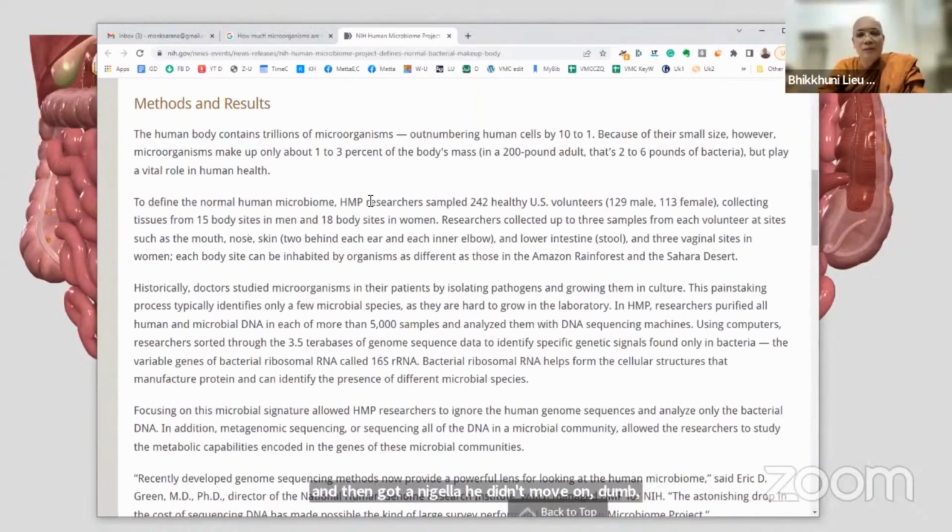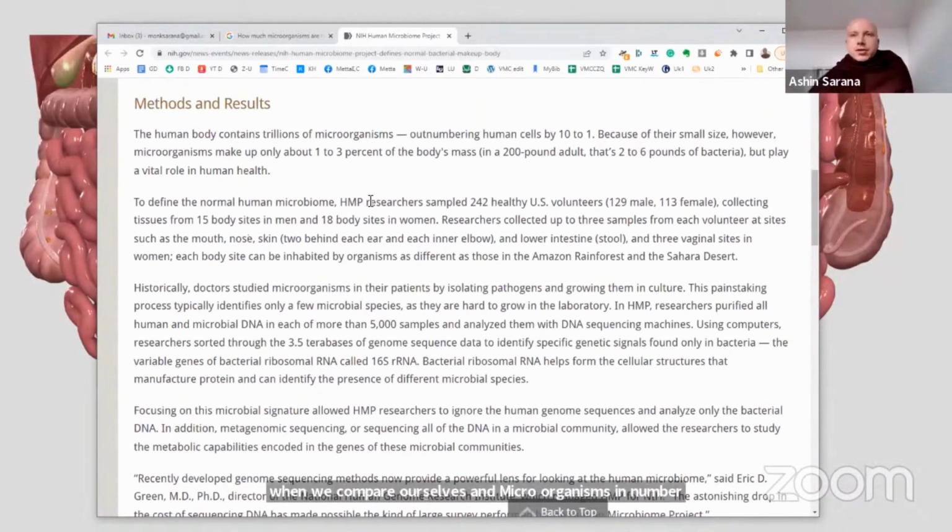But that's only when we compare cells and microorganisms in numbers, not according to the size. If we take it by size, then because microorganisms are much smaller than the cells, in fact, microorganisms take only 1 to 3% of the body mass.